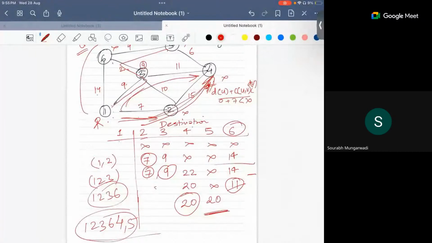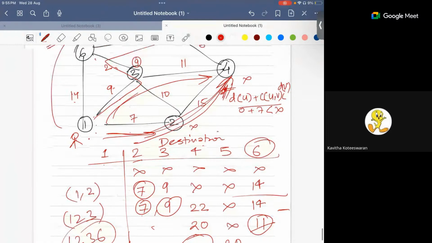Shortest path from 1 to 2, what is the length? 1 to 3, what is the length? 1 to 4, 1 to 5, 1 to 6. This is how Dijkstra works. Is it clear to everyone? Yes.